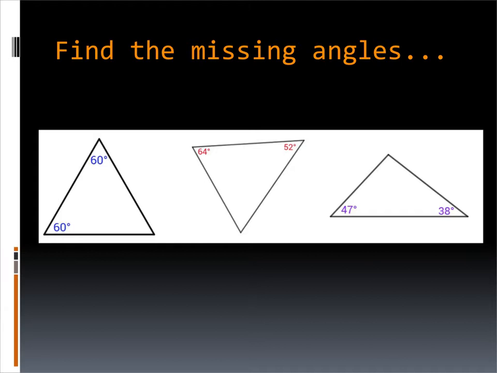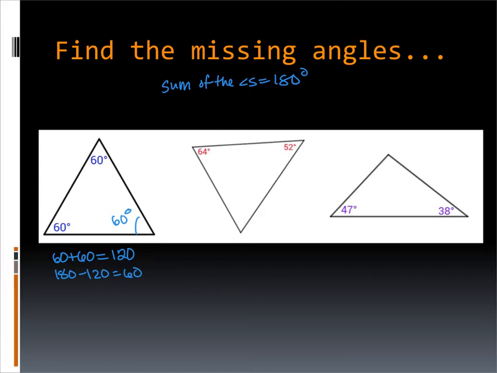So in the first one, we have a 60 and a 60. And so 60 plus 60 is 120. Triangle sum theorem says that the sum of the angles is 180 degrees. So 60 plus 60 is 120. 180 minus 120 would be 60. So this would be 60 degrees.